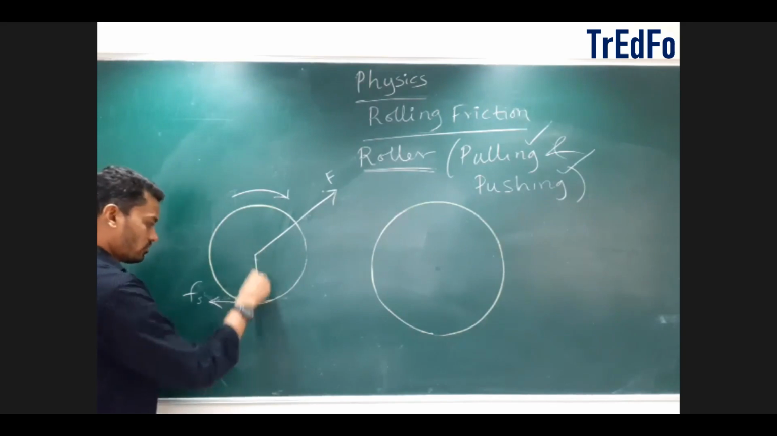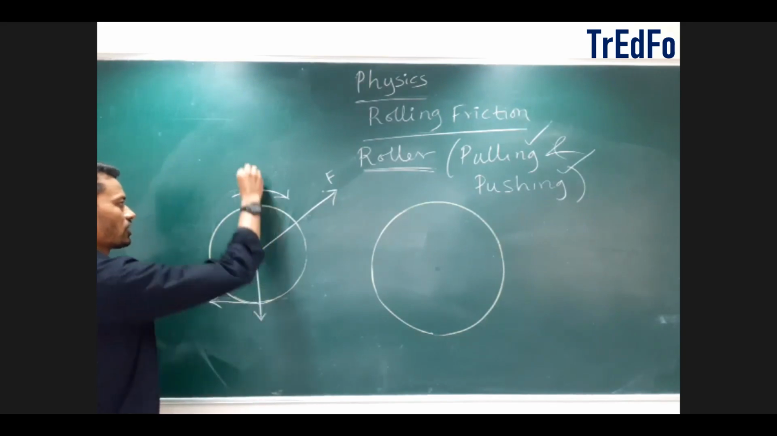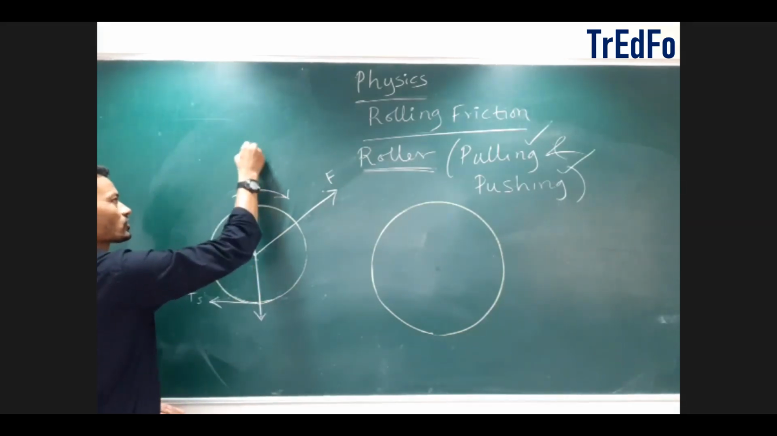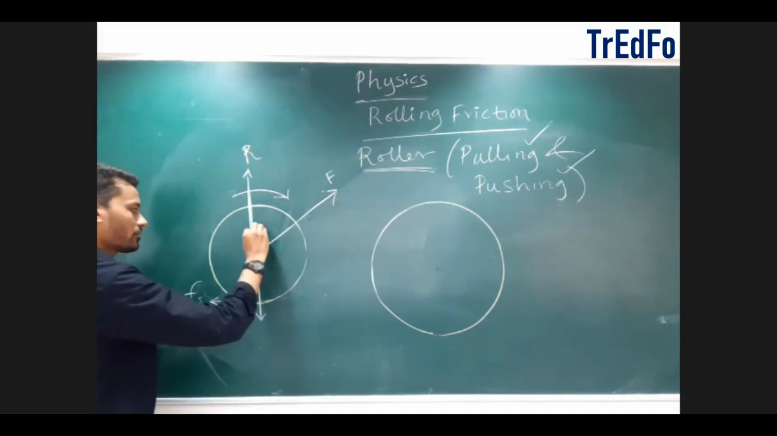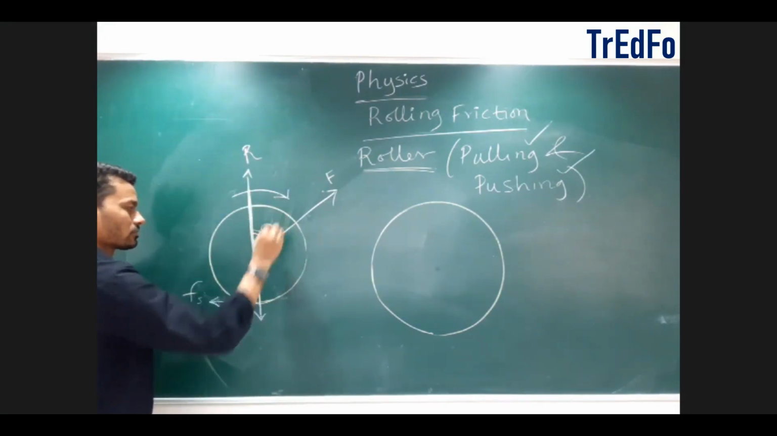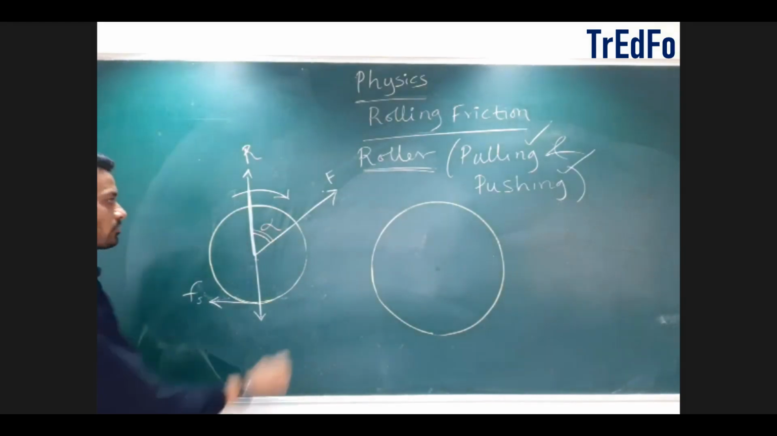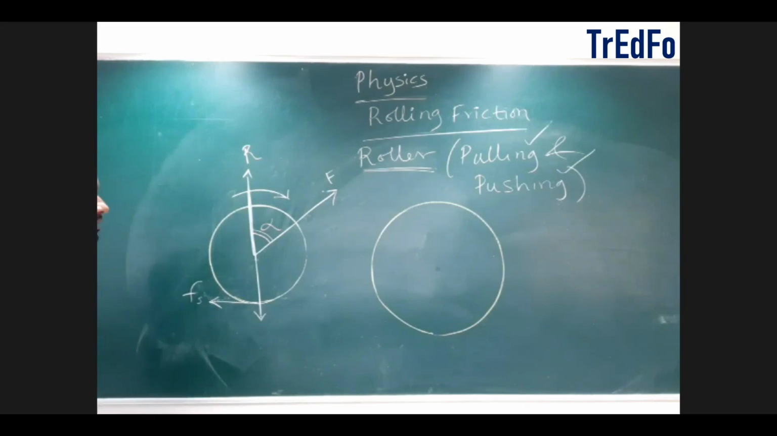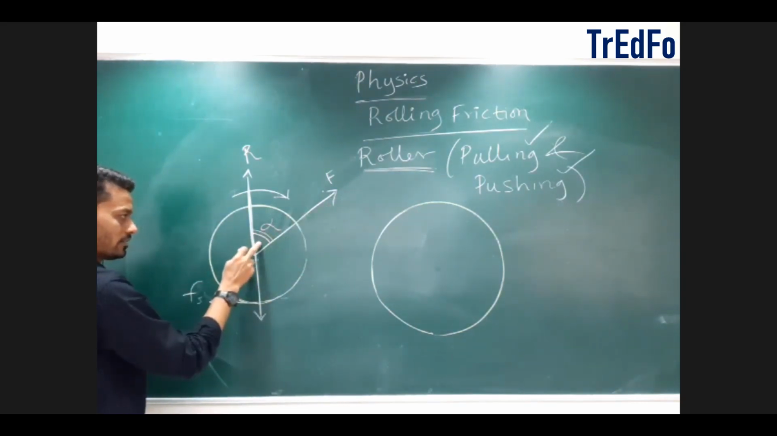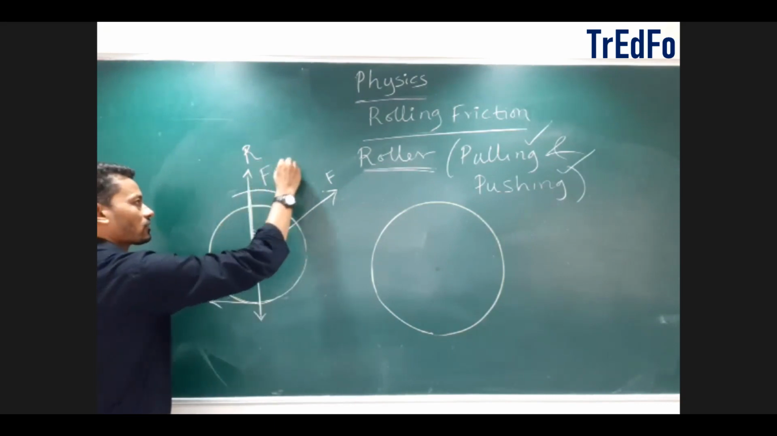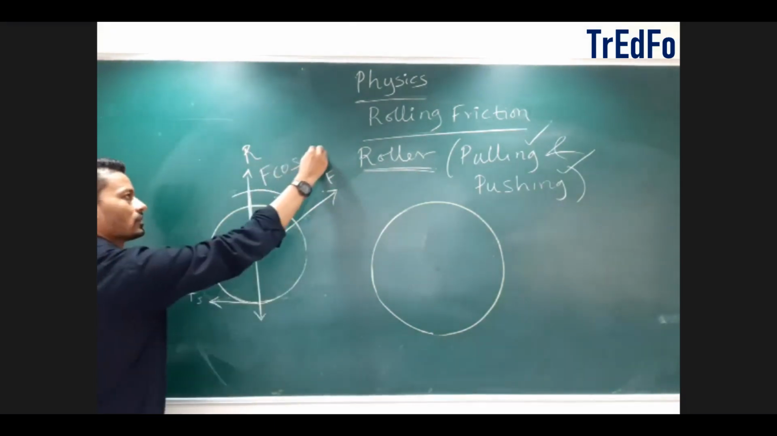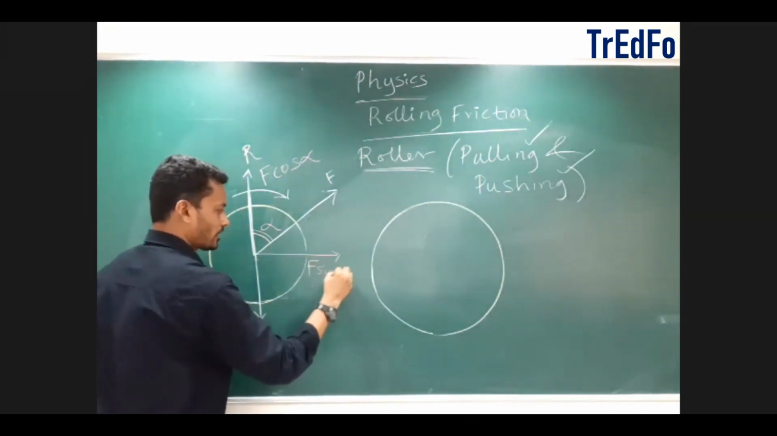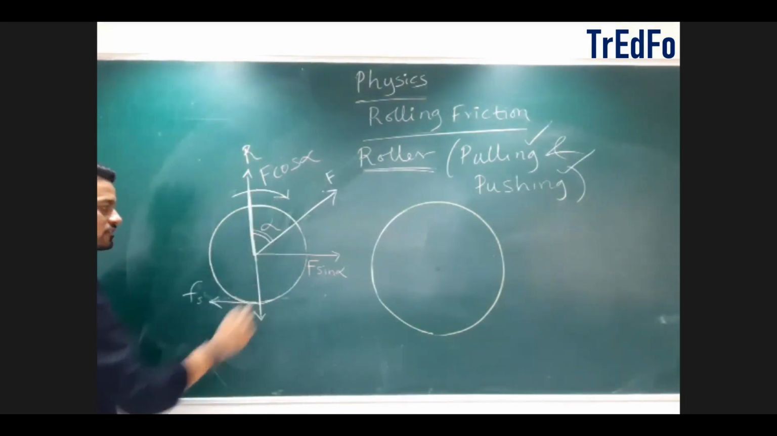And we have weight acting in the downward direction. We have a normal reaction force acting in the upward direction. Let's say this normal reaction force is R, and it makes an angle, let's say alpha, over here. So alpha is the angle made by the applied force with the normal reaction force. Then if this is F and this is the angle, my adjacent side will be F cos alpha, and this will be my F sin alpha. So we have F cos alpha, F sin alpha.